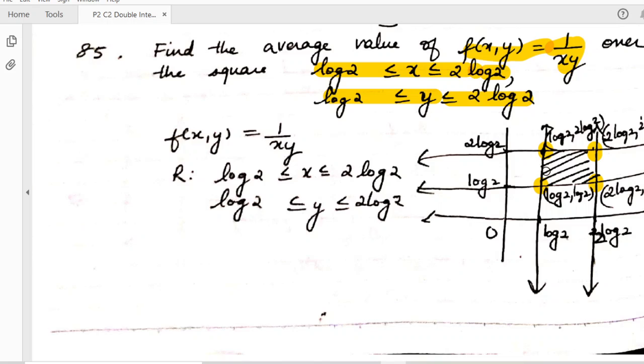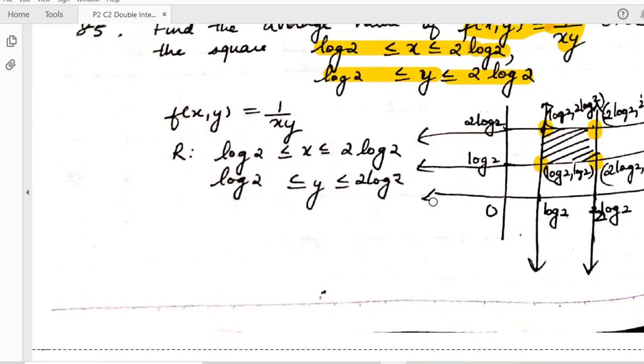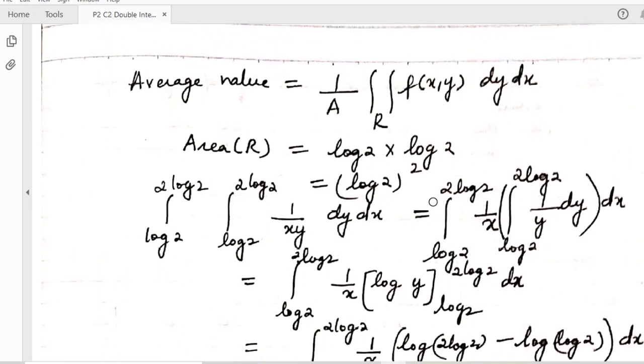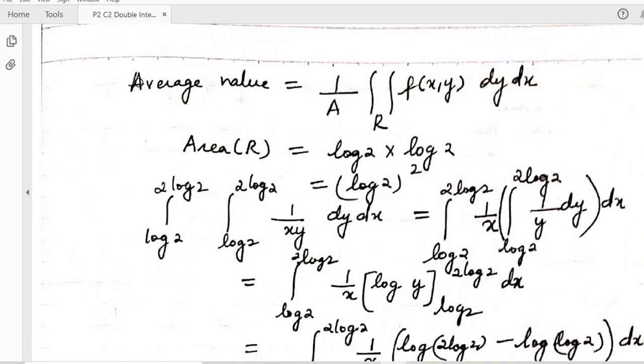Now, so we have to find the average value of this function. So let us see first what is the formula to find the average value. Average value is equal to 1 by capital A double integral f of xy dy into dx. So first let us find the value of capital A. Capital A is the area of our rectangle.